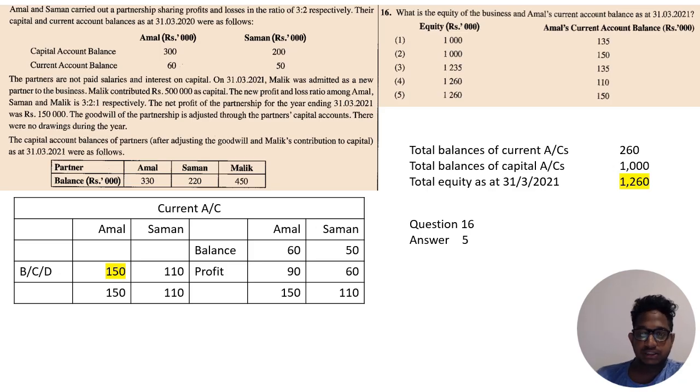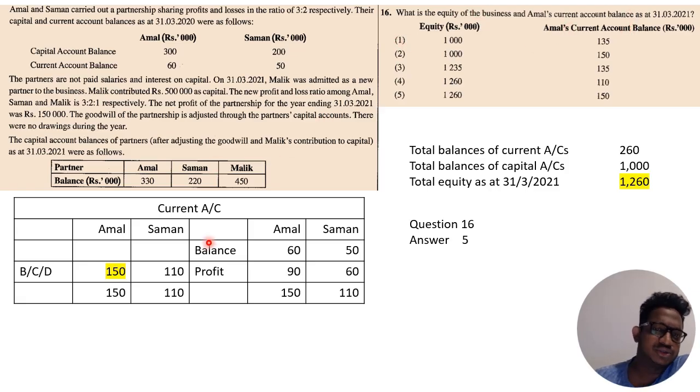In this video, I am discussing questions 16 to 30 in the 2021 past paper, right? So here are the same details that we discussed in question number 15. From question 16, they're asking the total equity and Amal's current account balance.